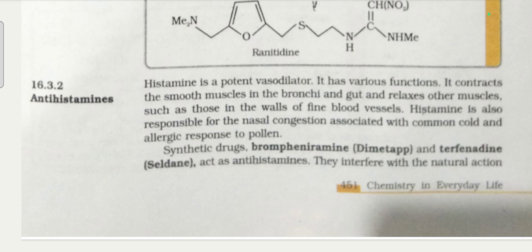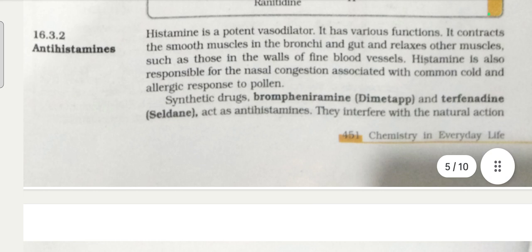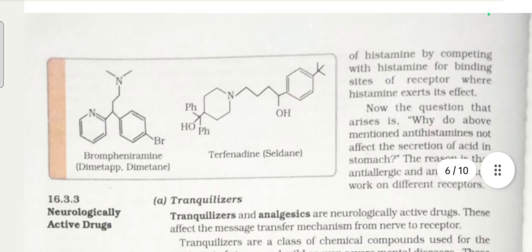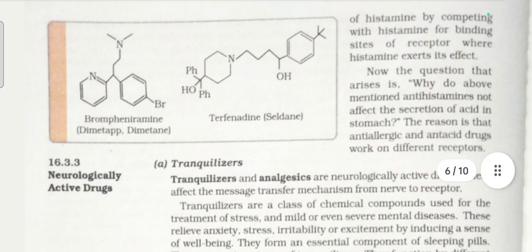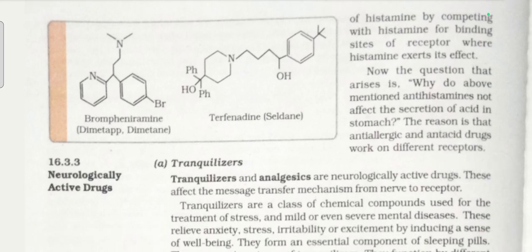Synthetic drugs brompheniramine and terfenadine act as antihistamines. They interfere with the natural action of histamine by competing with histamine for binding sites of receptors, where histamine exerts its effect. Now, the question that arises is, why do the above mentioned antihistamines not affect the secretion of acid in the stomach? The reason is that anti-allergic and anti-acid drugs work on different receptors.